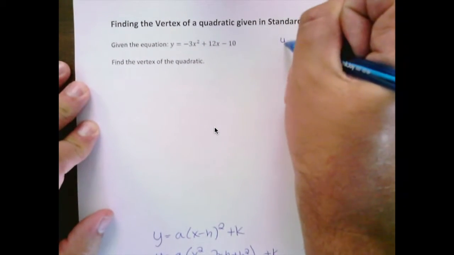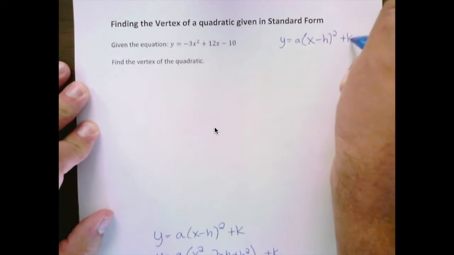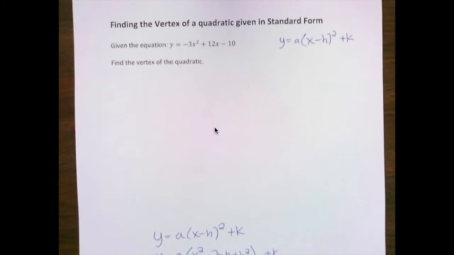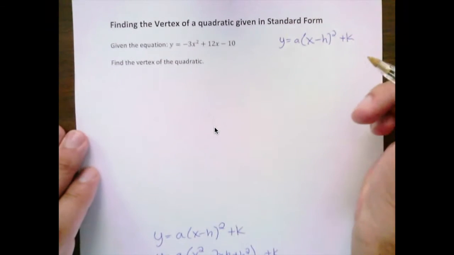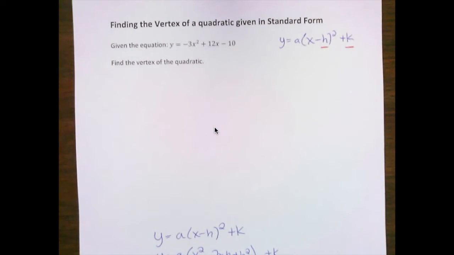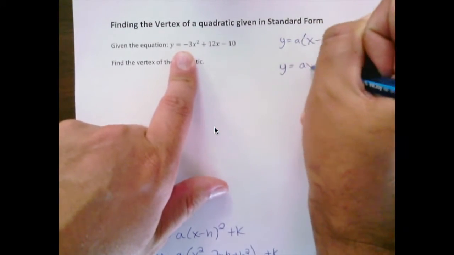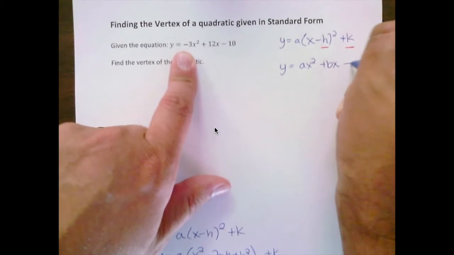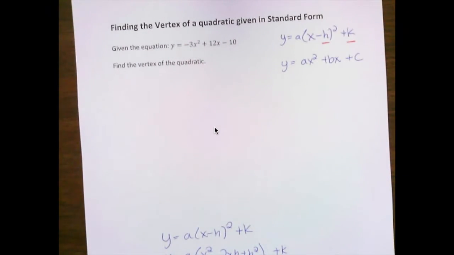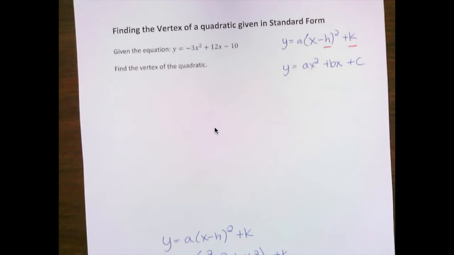If we had vertex form, that is y equals a(x minus h) squared plus k, finding the vertex would be pretty easy, because in vertex form you've got your h and your k, therefore you know the vertex. But what we're going to work in is standard form, which is y equals ax squared plus bx plus c. So we're dealing with a different form, so finding the vertex is a little bit tougher. So here's how we're going to go about doing this.